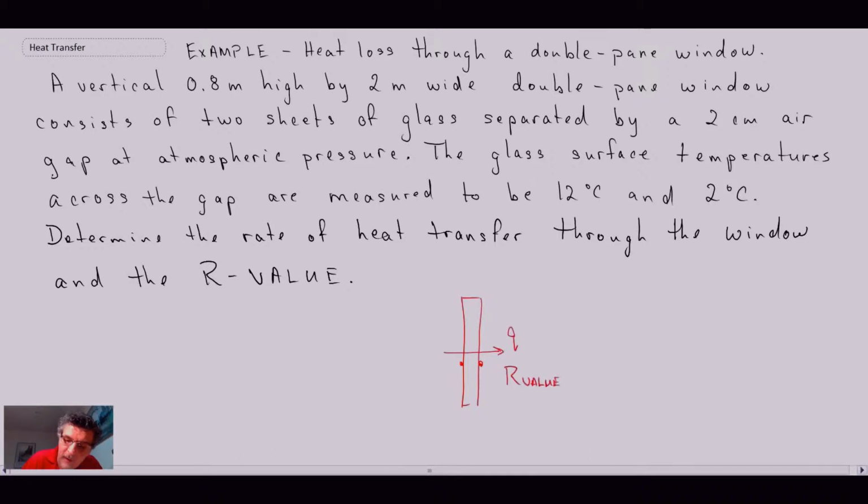In order to solve this problem, we're told that the fluid in the window pane is air, and the gap between the two window panes is air at atmospheric pressure. Sometimes you can reduce the pressure within the gap to reduce the density, which then reduces the amount of natural convection taking place. But in this case, we're told that it is at atmospheric pressure. So let's begin this problem by writing out what we know.